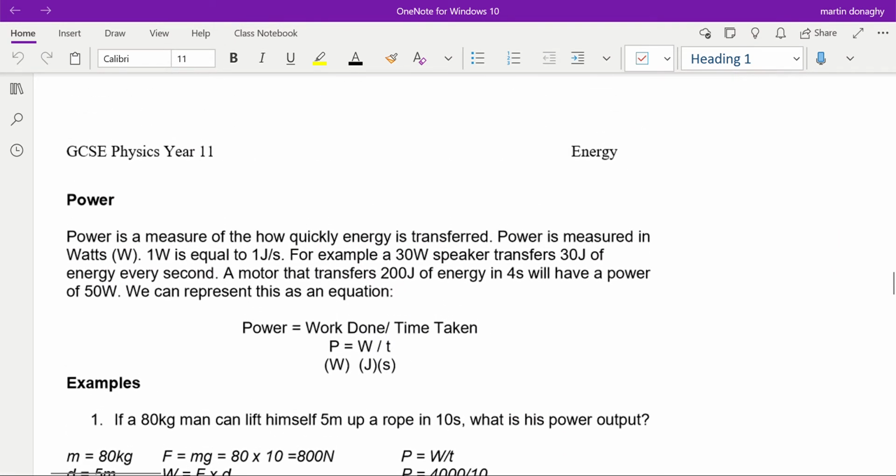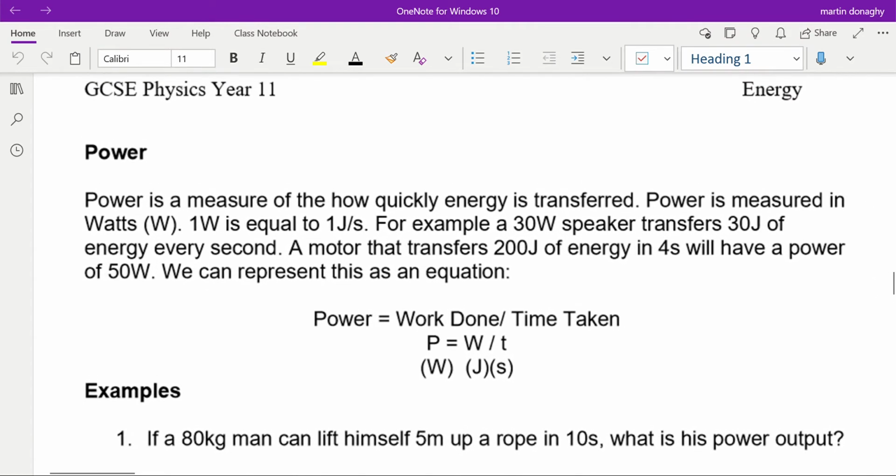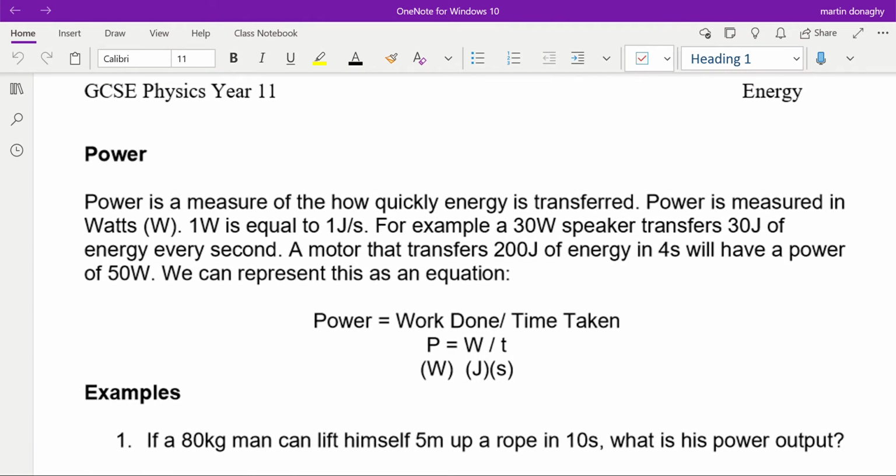Okay, what we have to look at next is power. And power in day-to-day speak, we sometimes use wrongly. We talk about something that's powerful, we think of as producing a big force, and that's not what power is in physics, okay? Power is a measure of how quickly energy is transferred. In fact, it's the amount of energy that is transferred in 1 second.